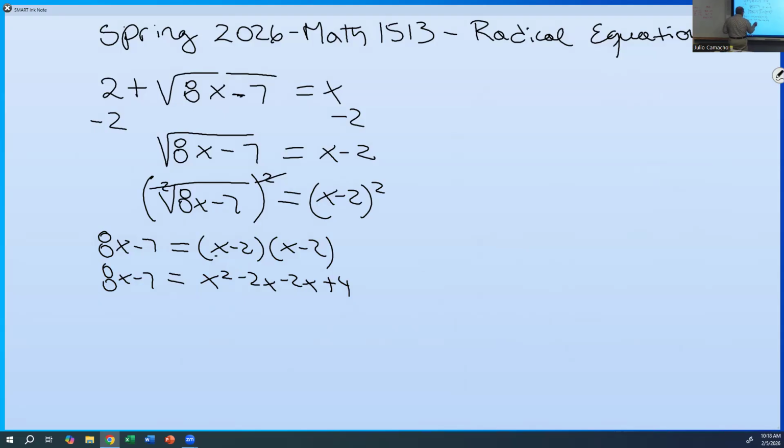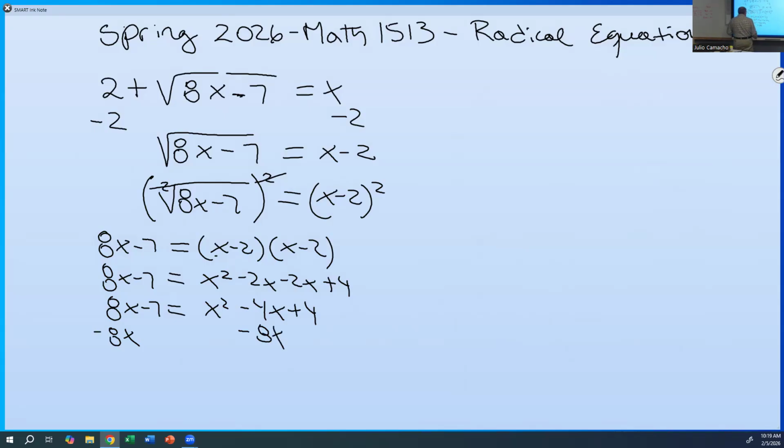So now I will try to simplify as I move. Minus 7 is equal to x squared minus 4x plus 4. What I will do here is try to complete this trinomial. To do that, I will begin to move things around. I will subtract 8x from both sides.